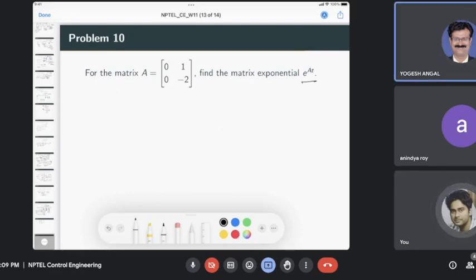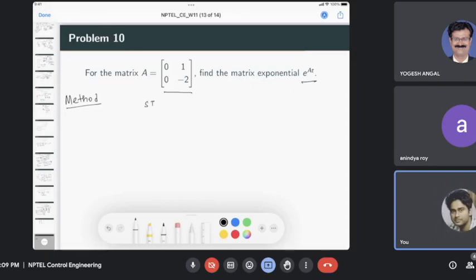Okay, yeah. So I'll pick a very simple one just to illustrate all these methods. First, method 1, which is easier. We know that the Laplace inverse of (sI minus A) inverse will give the matrix exponential. So we'll just compute sI minus A. This is s minus 1, 0, s plus 2.